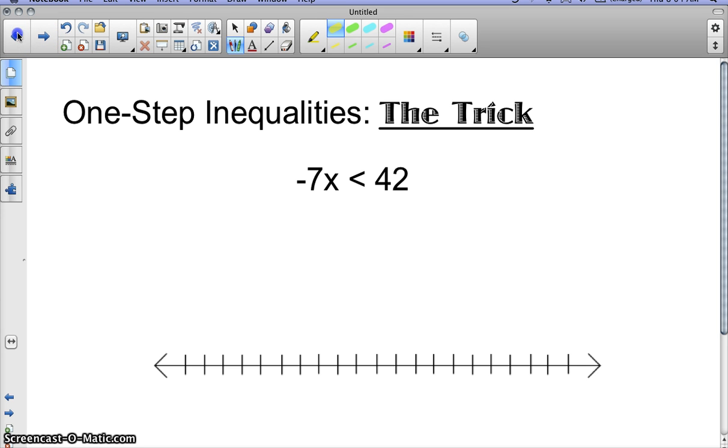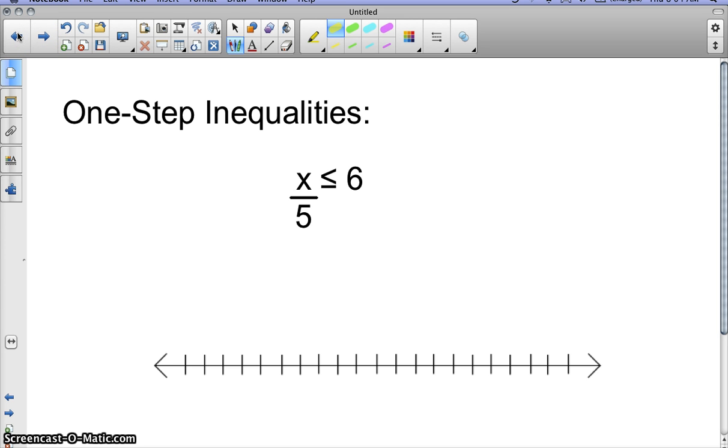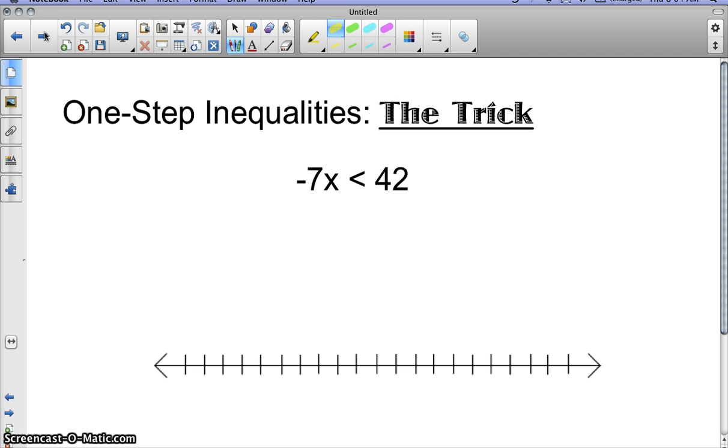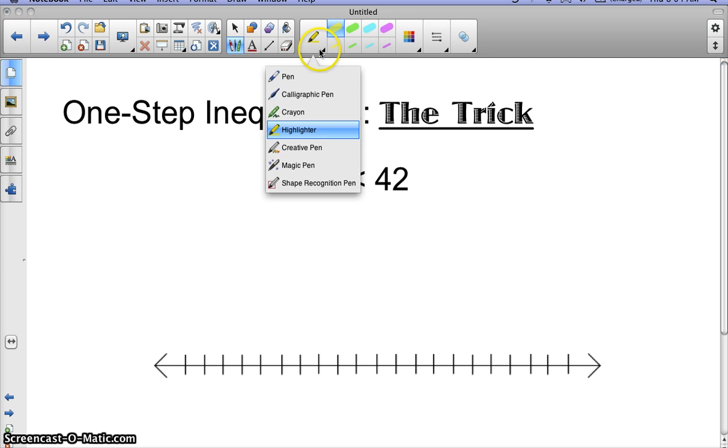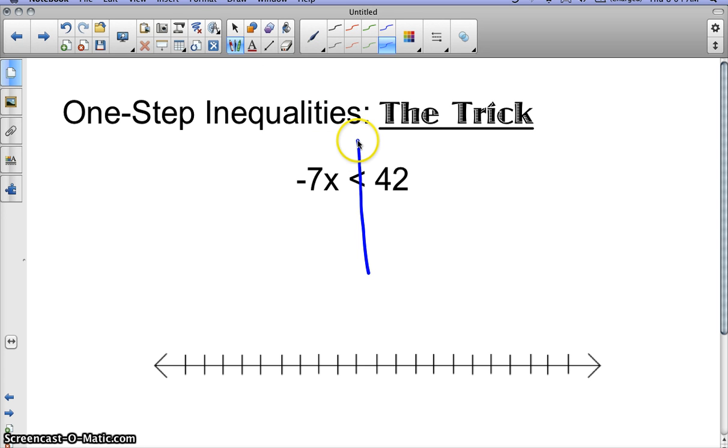Same thing, except on this one, it's just division, so the opposite of division is multiplication. Alright. Here's the trick. If we're going to set this up, we're going to do it the exact same way. Right now we have negative 7x is less than 42. So right now we have multiplication, so what we want to do is divide. So we're going to divide by negative 7 on both sides. So we're going to get x and we're going to get negative 6.